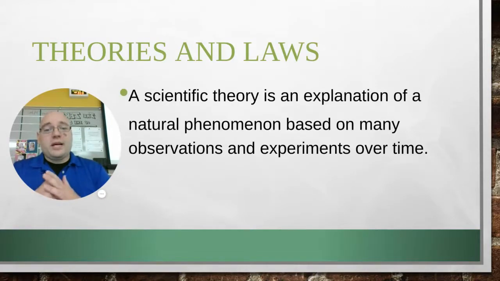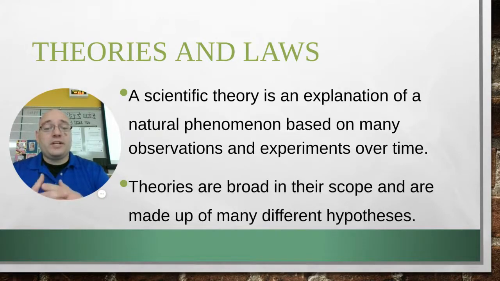Now, once you have done that, you can get to theories and laws. And there's some misunderstanding about what a scientific theory is. Some people say, oh, well, that's just a theory. Well, a scientific theory is an explanation of a natural phenomenon that's based on many observations and experiments over time. So a scientific theory has been tested. It's a hypothesis that has been tested and has been verified many, many, many times.